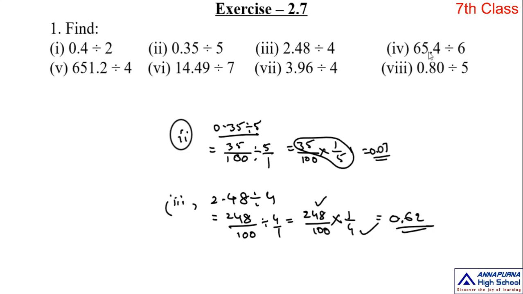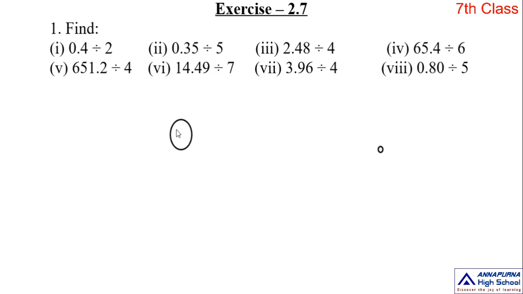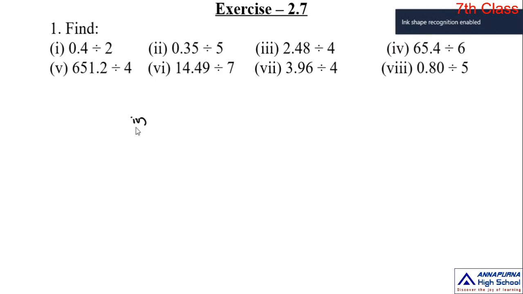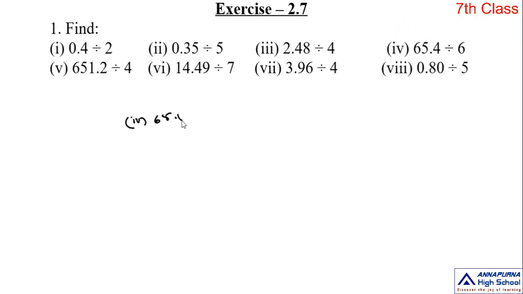What is the next one? 65.4. So now the fourth one is 65.4 divided by 6. Same procedure. 654 by 10, because after 1 digit the point is there, put 0. That means 654 by 10 divided by 6, which means 6 by 1.